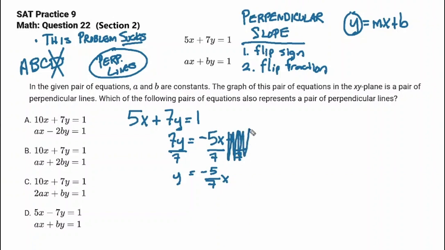This part does not matter, so we're not going to worry about it. So the slope of this line up here is negative 5 over 7. If we flip the sign and flip the fraction, it's going to become positive, and we're going to flip it, so it's going to be 7 over 5.